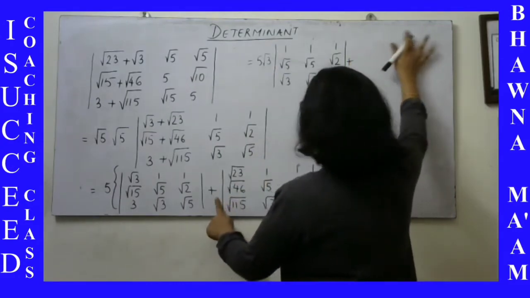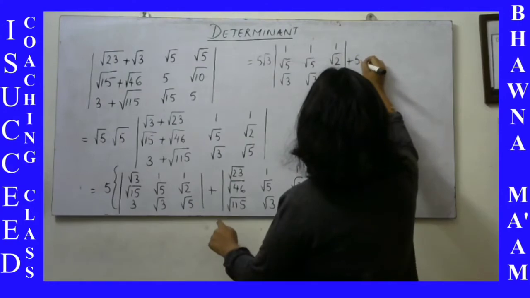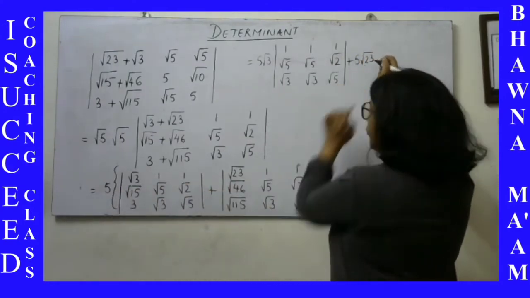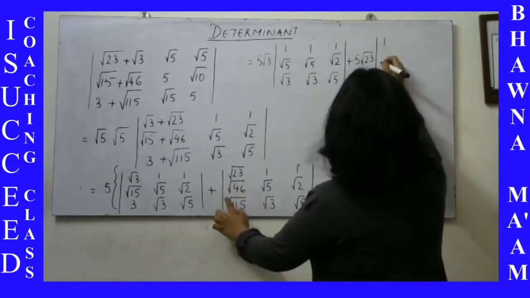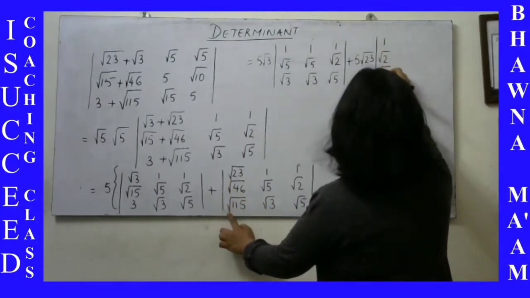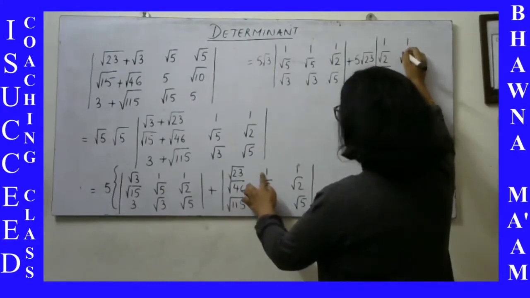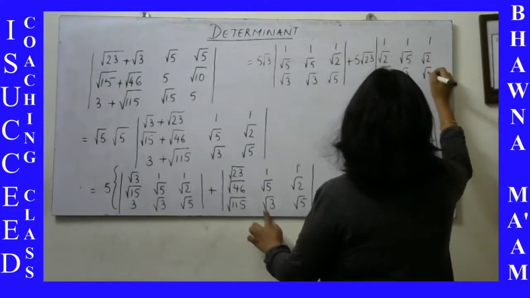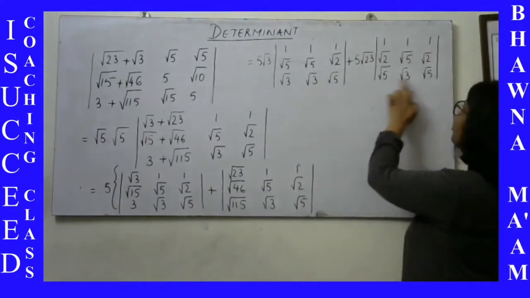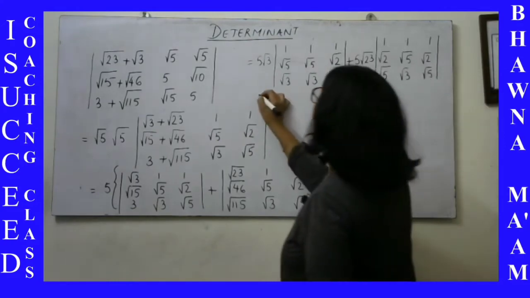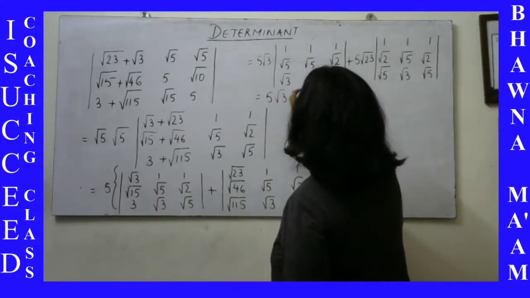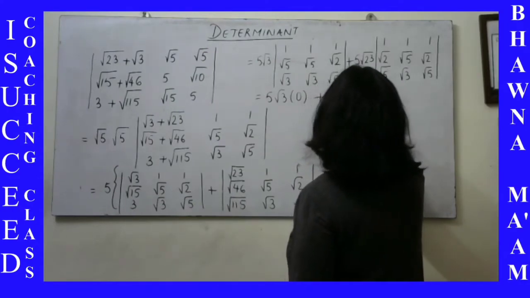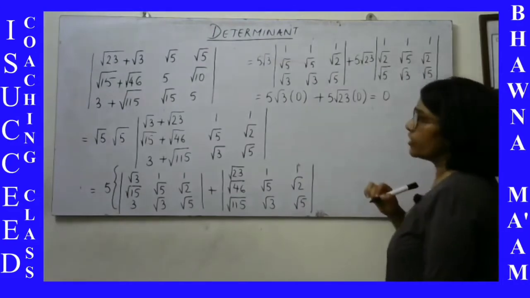And over here we have root 23 common because I have not put 5 common. I am writing 5 with this as well as with this one. So 5 root 23, 1, root 2 and root 5. So we have 1, root 5, root 3 and again 1, root 2, root 5. Over here also we have two columns identical. So as per the previous property which we have done, this is 0 because two of the columns are identical and this value is also 0. So the final answer is 0.